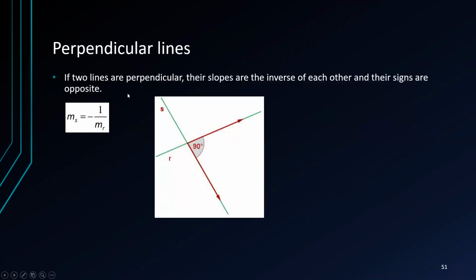Two lines are parallel if the angle between them is 0. Perpendicular lines. If two lines are perpendicular, their slopes are the inverse of each other and their signs are opposite. So m sub s is equal to negative 1 over m sub r. Figure.